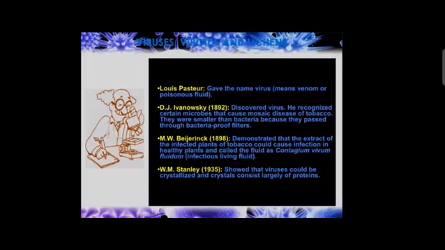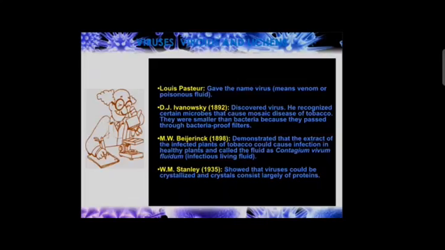They were smaller than bacteria, because these microbes passed through the bacteria-proof filter. So he found that the organisms causing the mosaic disease are smaller than bacteria, because he used the bacteria-proof filter, and these microbes passed through that filter and caused the disease. That discovery was done by D.J. Ivanovsky. These are smaller than the bacteria.